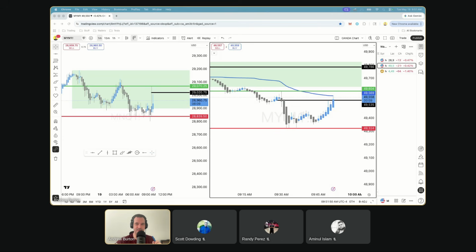And let's see. So we're not going to get a body open. I think we're going to get rejected from this blue line, which would be better for us. So it's going to open around here somewhere. And then it'd be good if we just came right back down, that would be the best situation. The Nasdaq still hasn't given us a trade either. This is a really slow day, guys.